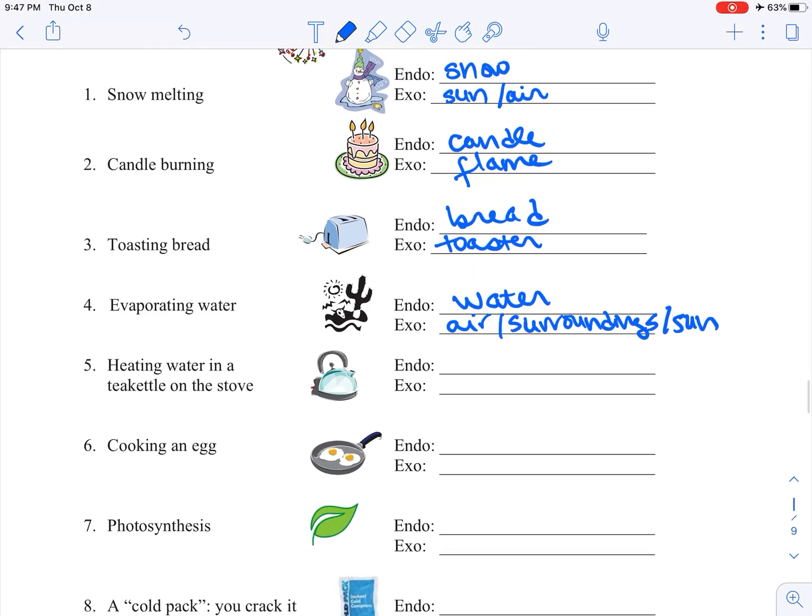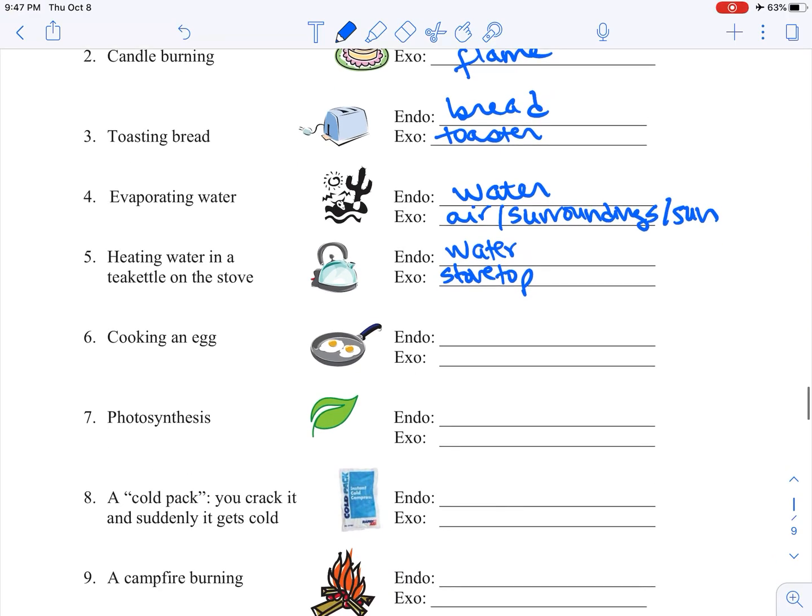Number 5, heating water in a tea kettle on the stove. What is absorbing heat? You could say the water. What is giving off the heat? You could say the stove top. You could also say that the tea kettle was absorbing the heat from the stovetop. That's fine.